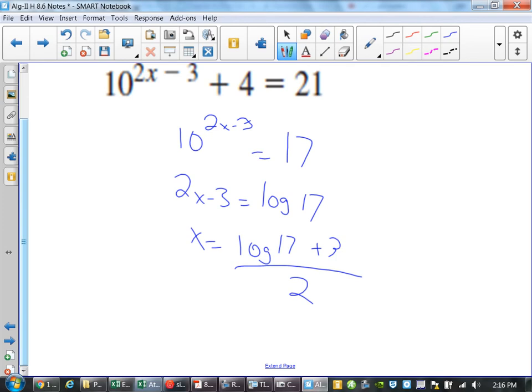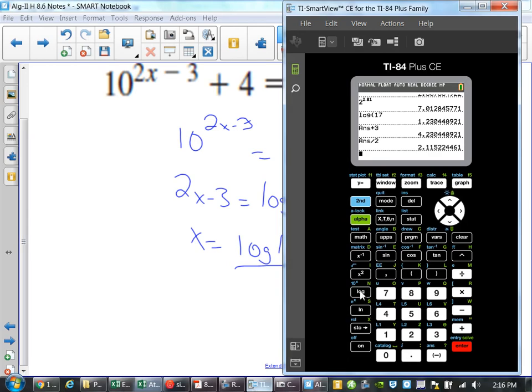I just said it. Take your calculator out and press the button. Where's your calculator? Take it out and press the button. Is that log 17, or is that log to the 17? Log base 10 of 17 plus 3, divided by 2. Log 17, enter, plus 3, enter, divide by 2, enter.